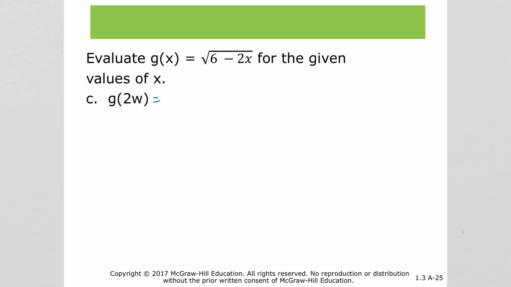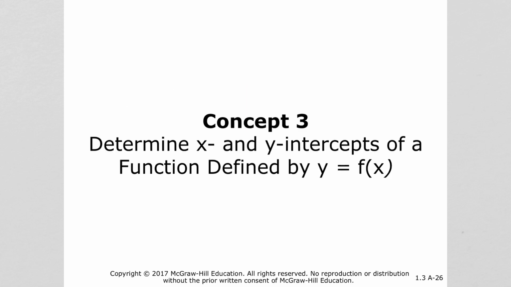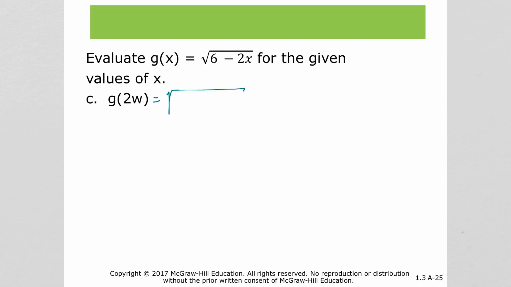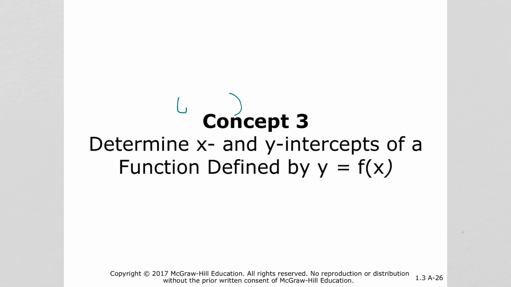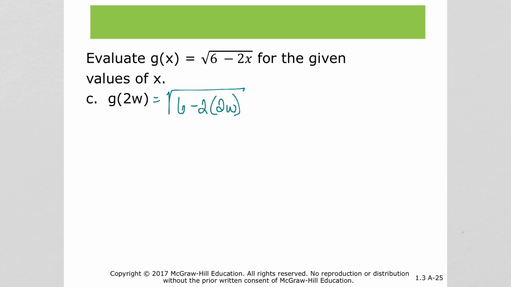Here we're plugging in 2w everywhere we see an x. So we have 6 minus 4w, the square root of that, and that's as far as we can go.